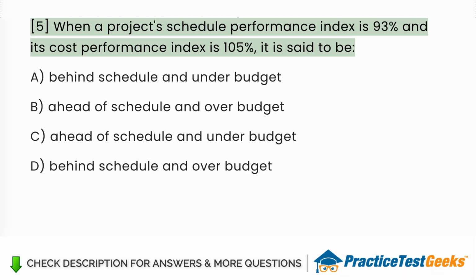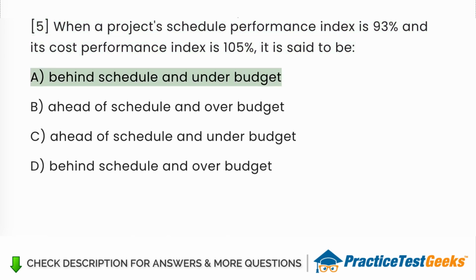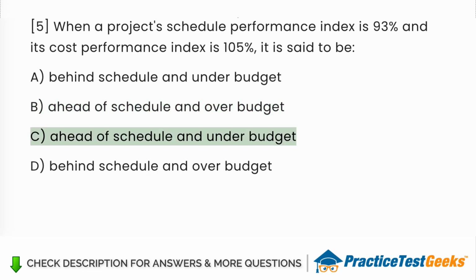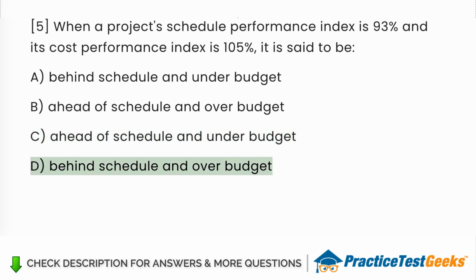When a project schedule performance index is 93% and its cost performance index is 105%, it is said to be A. Behind schedule and under budget. B. Ahead of schedule and over budget. C. Ahead of schedule and under budget. D. Behind schedule and over budget.